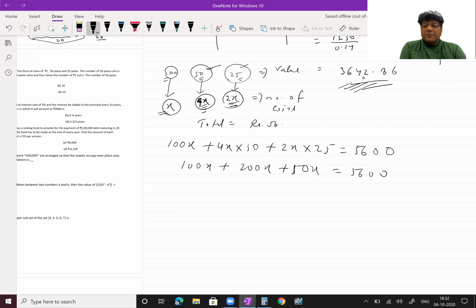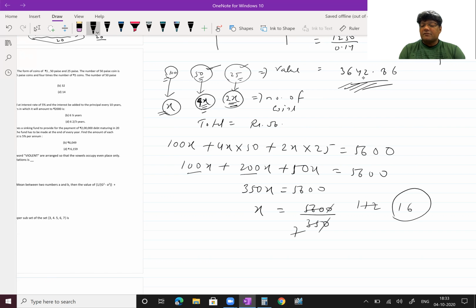So this became 250x, no? No: 200 plus 100 is 300, so 350x. 350x is equal to 5600. So x is equal to 5600 by 350. The zeros cancel. 5 sevens are 35. This is 5 ones are 5. 5 twos are 10. 16 sevens are 112. 16. X is equal to 16.